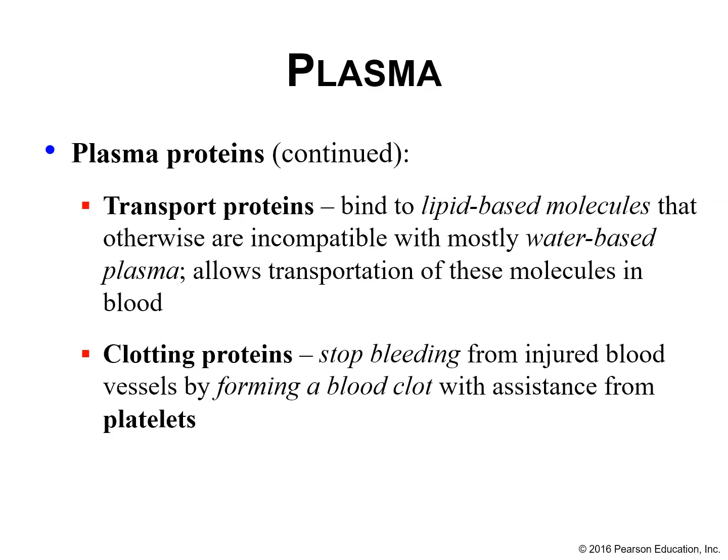Clotting proteins, which form part of our coagulation cascade, are very important for controlling bleeding, stopping a person from bleeding when an injured blood vessel forms a blood clot, with assistance also from the platelets. With the combination of platelets and clotting proteins, the blood will coagulate on average in about 1 to 3 minutes.